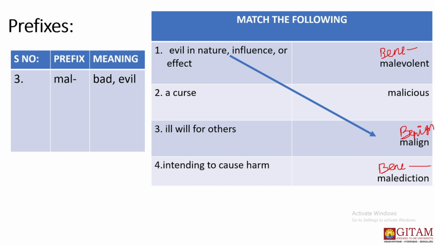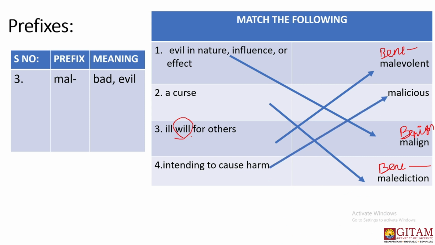Look at the next one now. I told you, what is benediction? Benediction is blessing. So what is malediction? Curse. Ill will for others. Understand here, vol means will, right? Volition, willfully. Vol means will. Wishing ill for others, malevolent. Intending to cause harm, malicious.